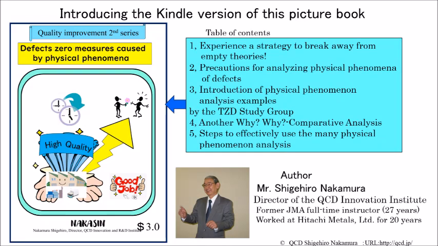In this series too, I will introduce surveys and research conducted by the Total Zero Defect Study Group with Mr. Shigehiro Nakamura, as well as examples of companies that have implemented the method to achieve zero defects. Furthermore, many companies have already achieved great results in a short period of time using this method, and I would like to introduce the key points of these results for your reference.